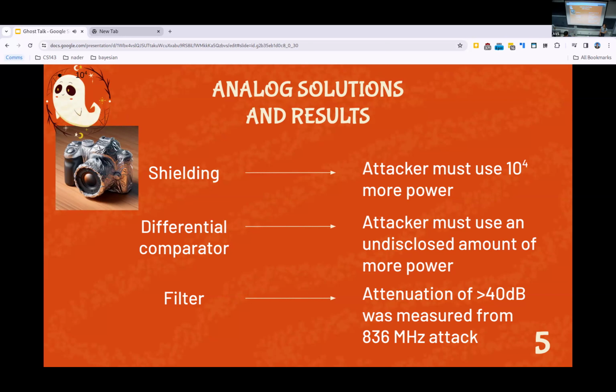And then the third way is through a simple filter. This means attenuation, which is a fancy way of saying, let's filter out all signals above or below my intended frequency band. And the results show that they were able to measure an attenuation of 40 decibels, which was measured from an 836 megahertz attack.